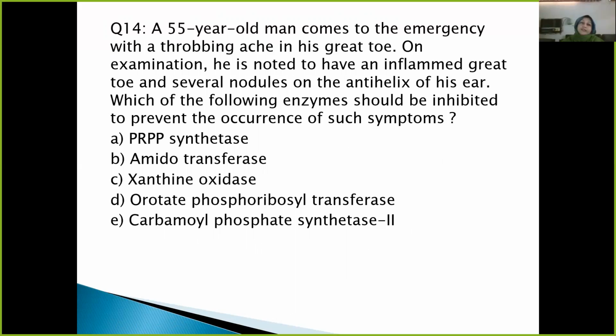And question 14. A 55 years old man comes to the emergency with a throbbing ache in his great toe. On examination, he is noted.